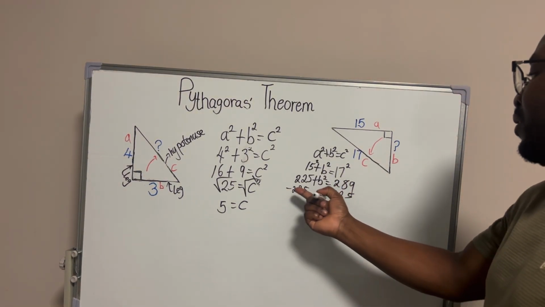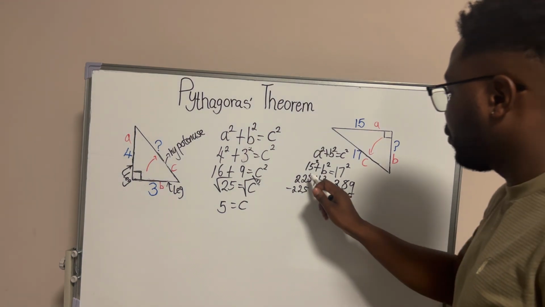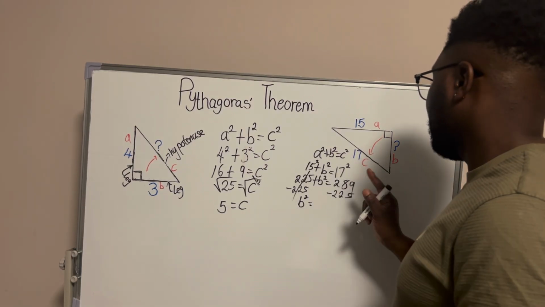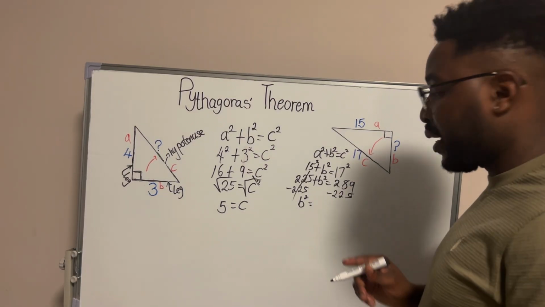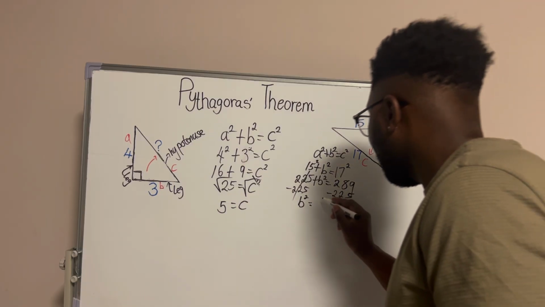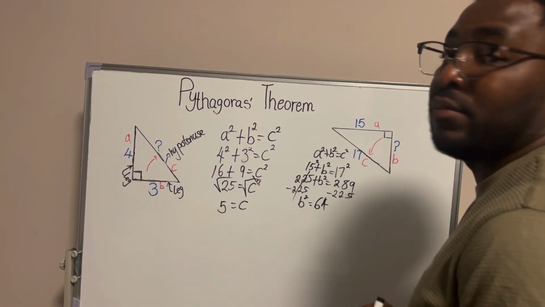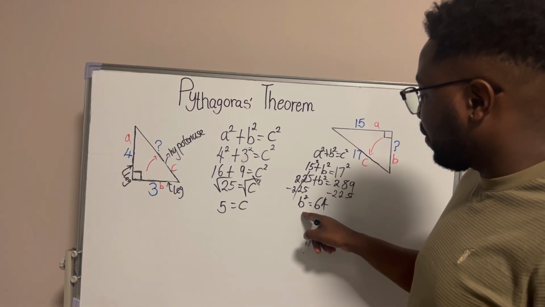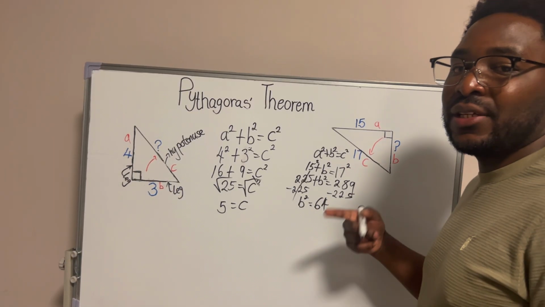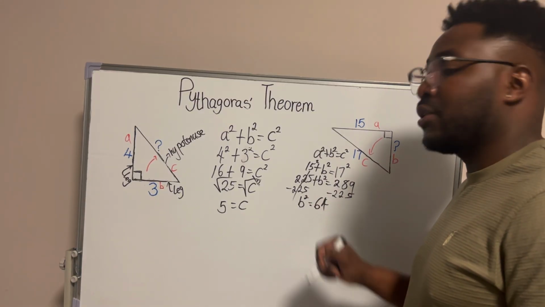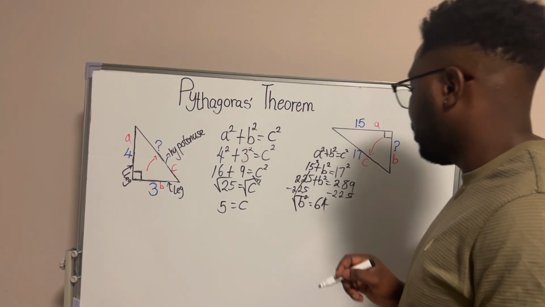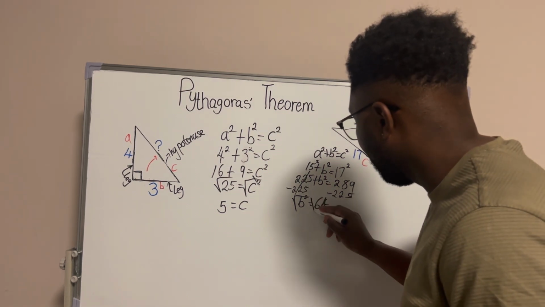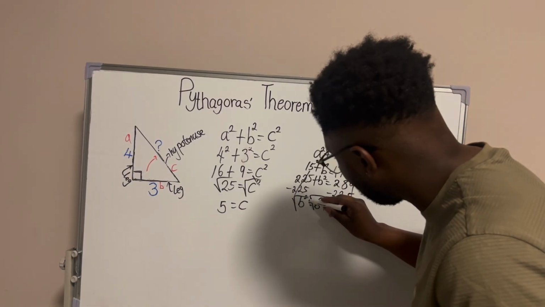Positive 225 minus 225, those two cancel, and that leaves us with B squared over there. And 289 subtract 225 gives us 64. Now our next step would be isolating our B over here, and we will do that by taking the square root, so we can get rid of our exponent 2 over there. Remember, what we do on this side of the equation, we have to do on the other side as well. So we take the square root on that side as well.